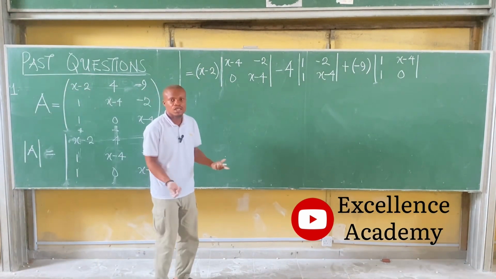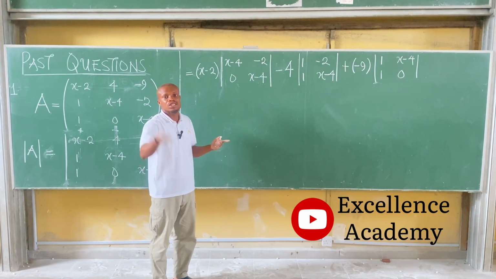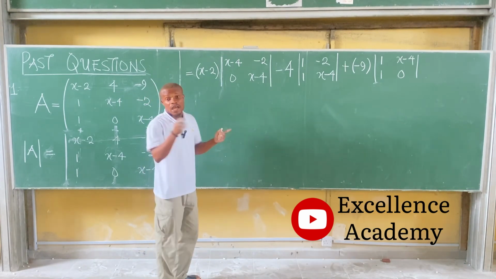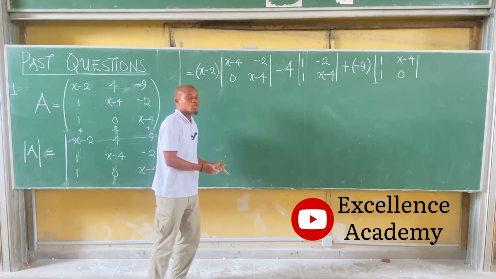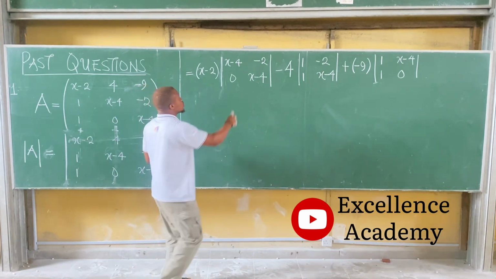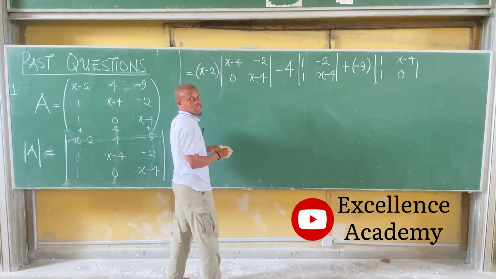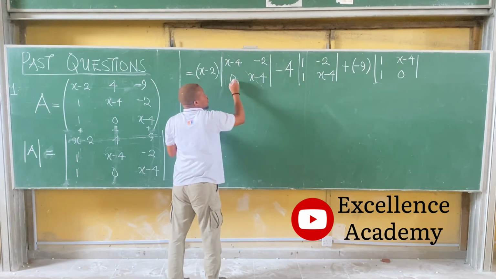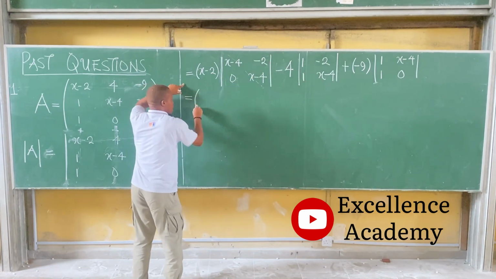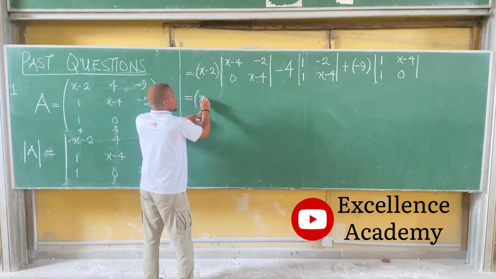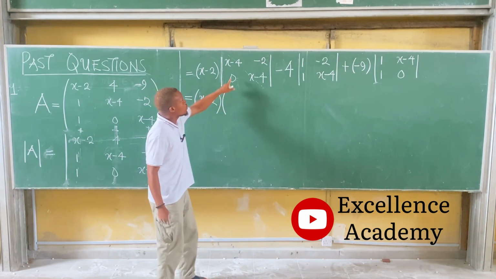So how do you take the determinant? You say the leading diagonal, or principal diagonal, minus the second diagonal. So this is your principal diagonal, and this is your second diagonal. So what do I have there? I have x minus 2 in brackets. So let's multiply this.